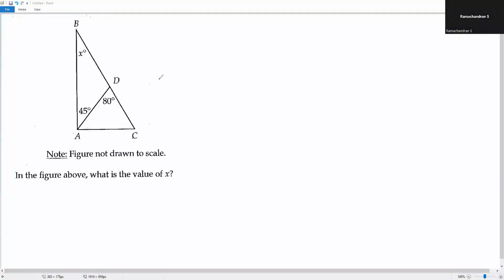Here we have a SAT math problem. We are given a triangle. In this triangle, x degrees is one of the angle measures, and we have to find the value of x.